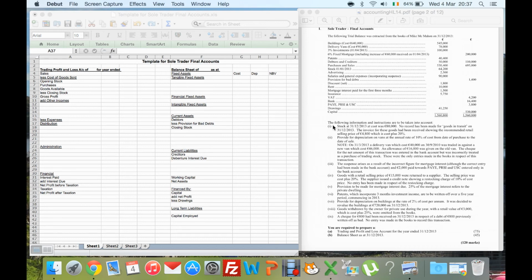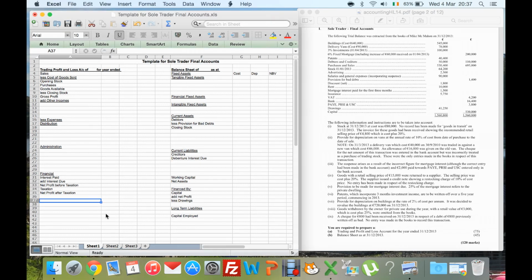So first of all, number 1, closing stock is 80 grand, no record for goods in transit. The invoice received showing recommended price of 48, which is cost plus 20%. So 48 is 120%. So if you divide that by 120 and multiply by 100, or 4/5, you'll get the actual total. So just do the maths down here.